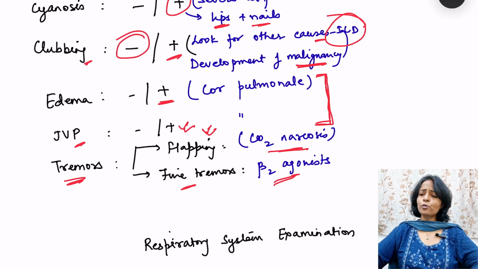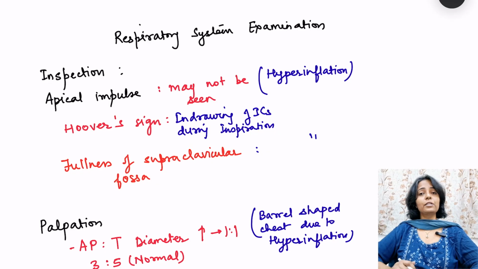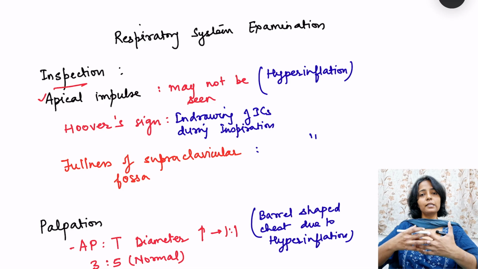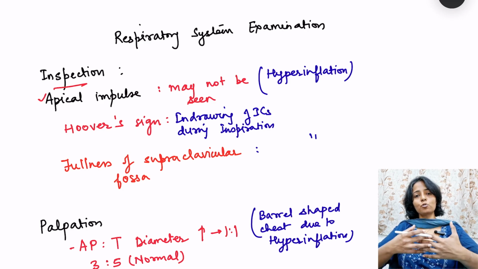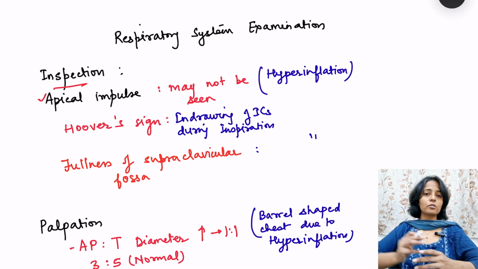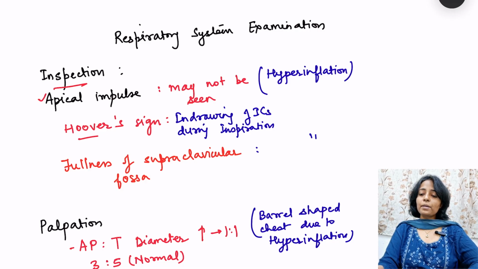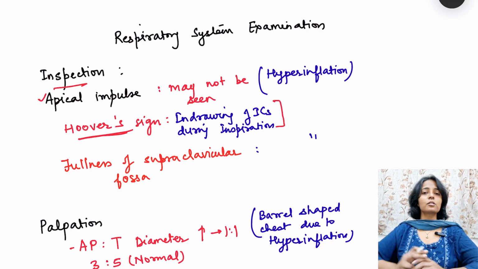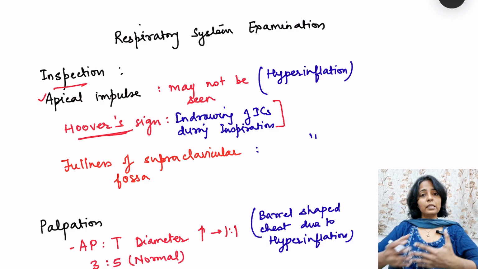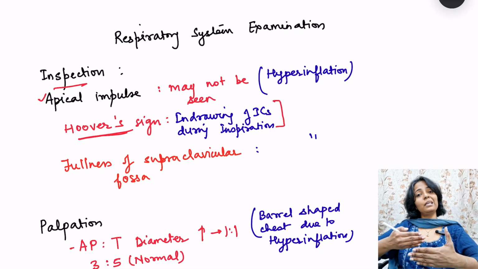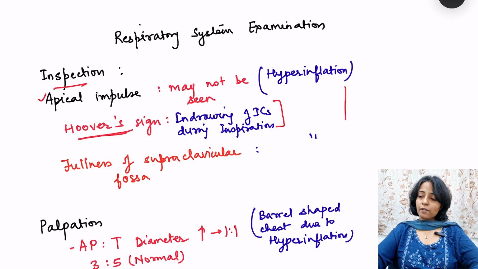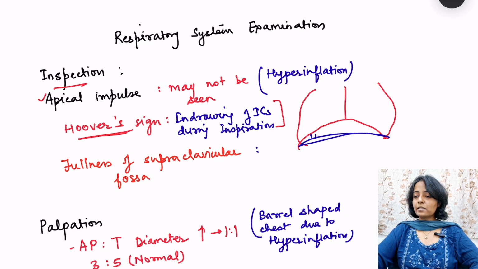Moving on to systemic examination, in respiratory system examination, on inspection, apical impulse may not be seen. Why? There is hyperinflation because the air is trapped. The chest is filled with so much air that you will not be able to appreciate the apical impulse. Then there may be presence of Hoover's sign, that is indrawing of intercostal spaces during inspiration. Normally, with inspiration, the chest is moving outward, but in this case, intercostal spaces are moving inward. Why? Because there is hyperinflation. This is the diaphragm normally. In case of hyperinflation, the diaphragm is flattened like this.